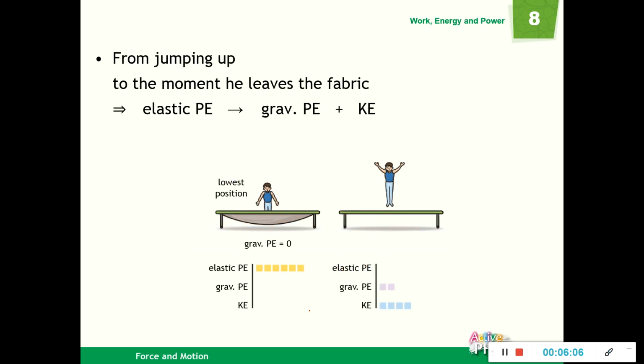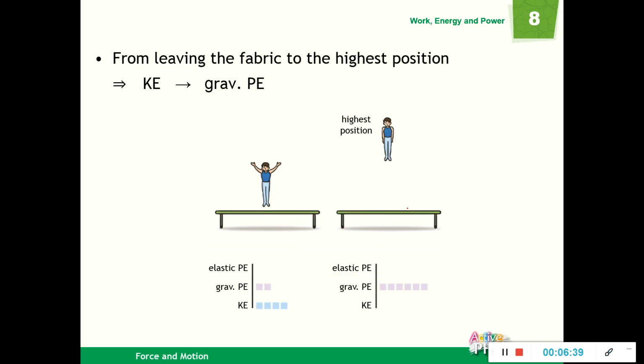Now, jumping up, what will happen? EPE, the string will go back to the original position. EPE will be 0. And how about the boy? The boy will move up a certain height. GPE will not be 0. And also, all the energy will be given to KE, a part of GPE. Then KE will be like that. Go to the highest position, KE will be 0, GPE will be the maximum, EPE is 0.